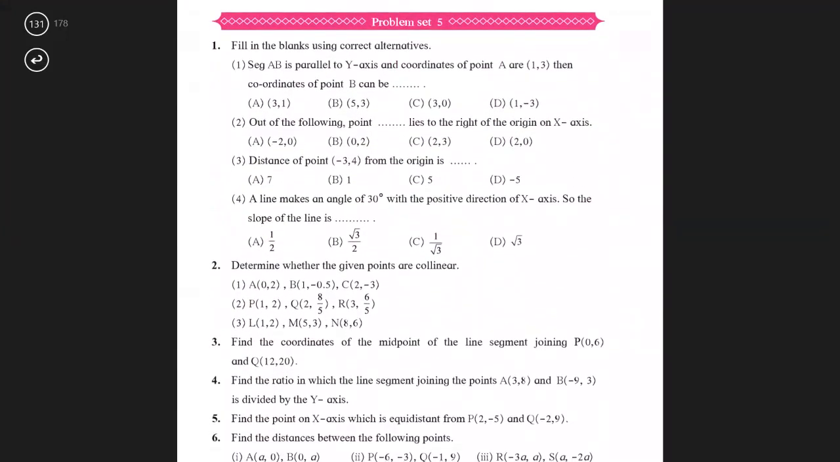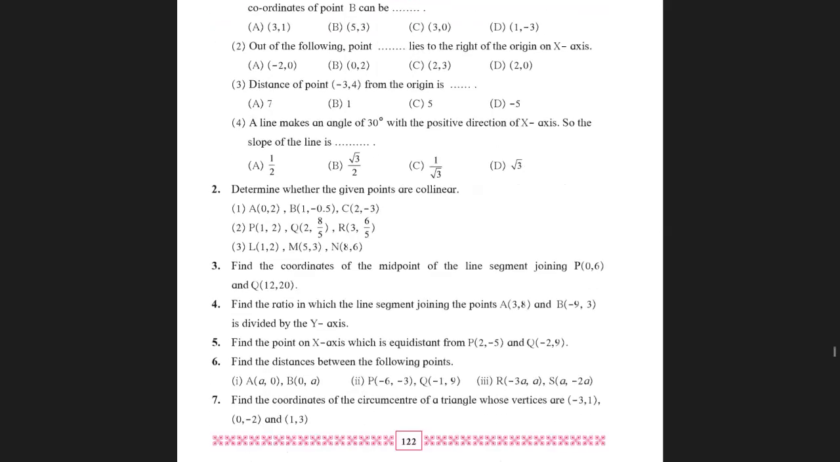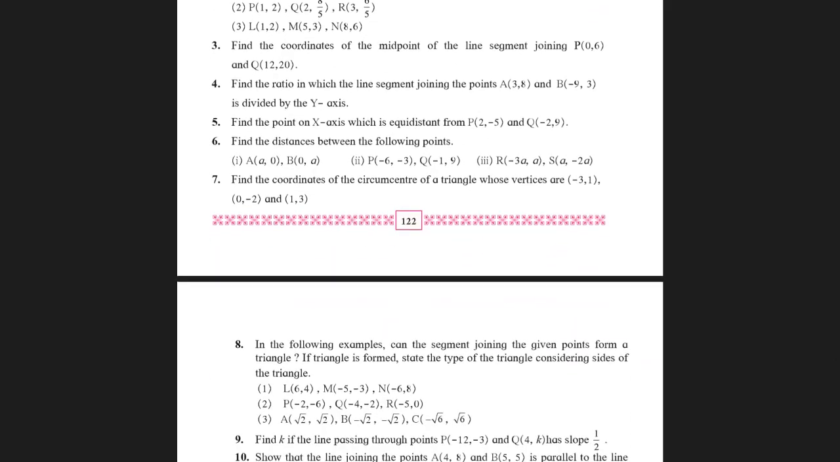Now the MCQs are simple, you will be able to do. I'm going to discuss only the questions which are slightly different from the sums in the exercise. Question number 2, determine whether the given points are collinear. Similar sums are there in the exercise. We go to question number 3. Find the coordinates of the midpoint of the line segment joining P and Q. You have to use the midpoint formula to get it.